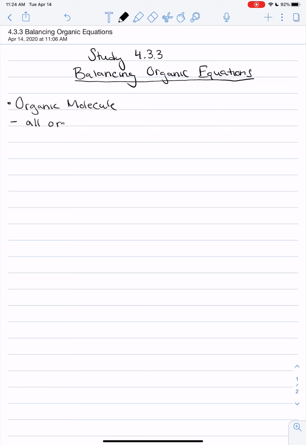So all organic molecules are carbon-based. Okay? And something interesting about organic molecules is that all living things are made up of organic molecules. So people, animals, plants, they are all primarily made up of organic molecules. We contain a lot of carbon.